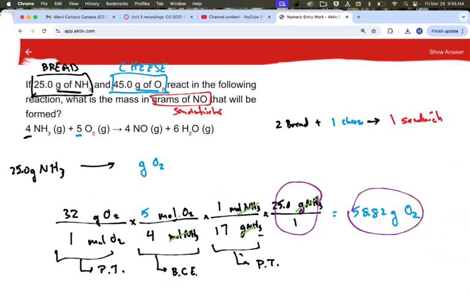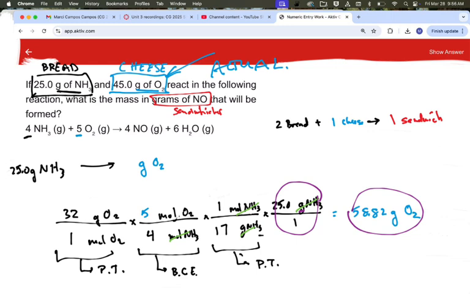Okay, that's what I was able to run through this calculation. How is this valuable to me? Well, if I have 25 grams of NH3, I need ballpark 60 grams of oxygen to react all of the NH3. How much oxygen do I actually have? How much I actually have was 45 grams of oxygen. Okay, what does that mean? That means oxygen is my limiting reagent.